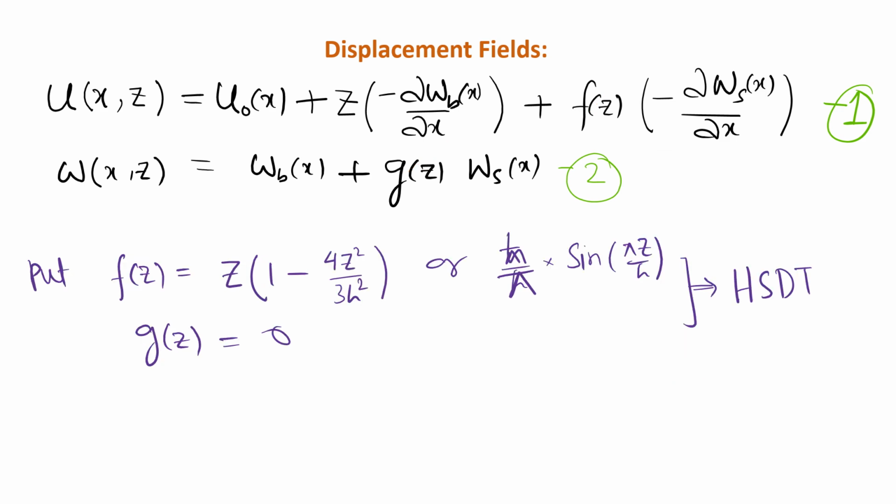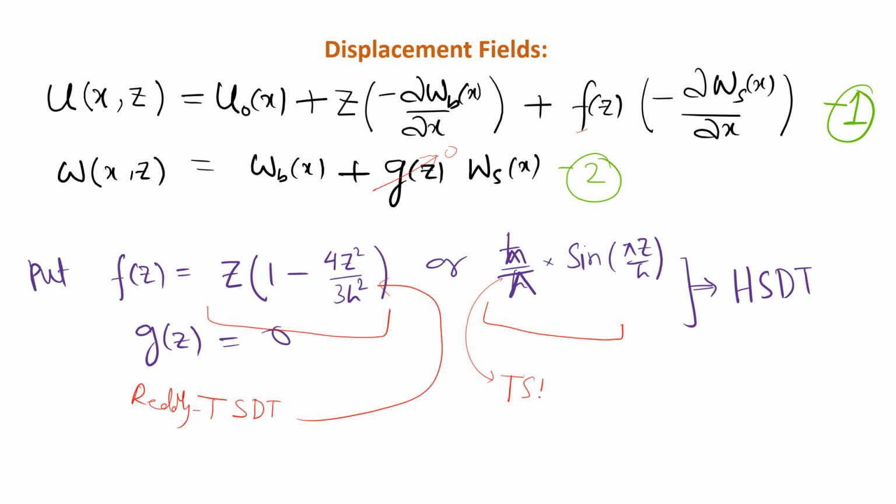Another case is where we consider f of z as z into 1 minus 4z square by 3h square, or we can consider a trigonometric function like this. We put f of z as this and g of z equals 0. If g of z equals 0, this becomes the Reddy third order shear deformation theory, or with the trigonometric function, the trigonometric shear deformation theory. These are the higher order shear deformation theories.